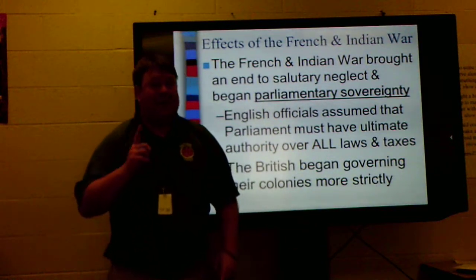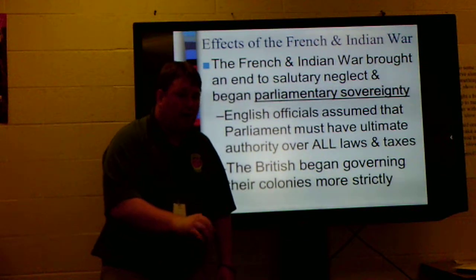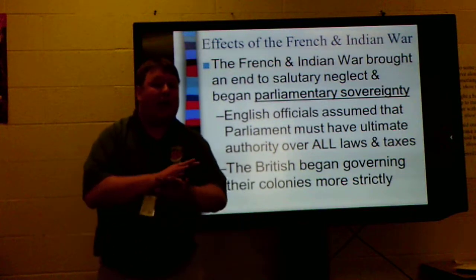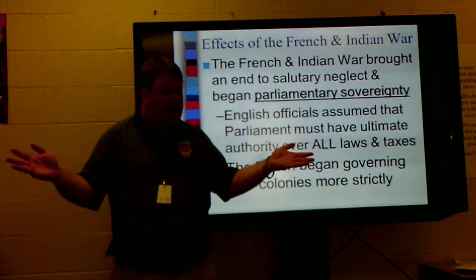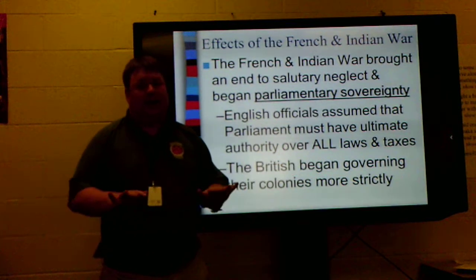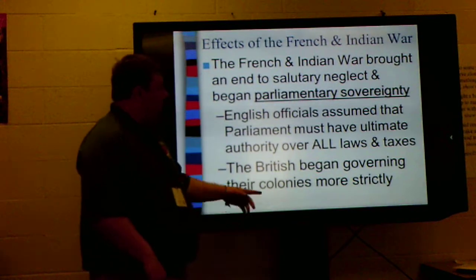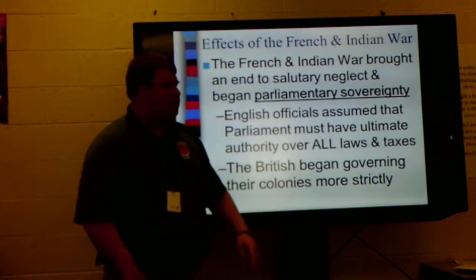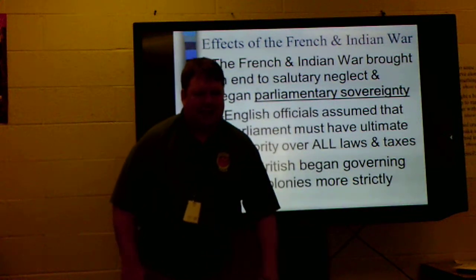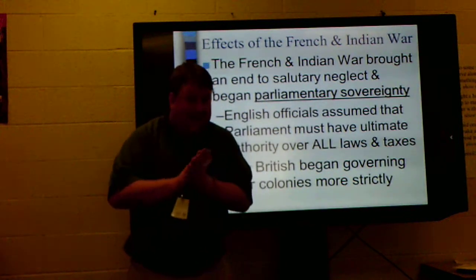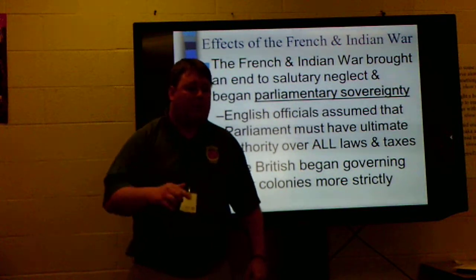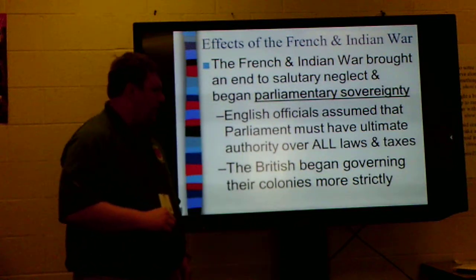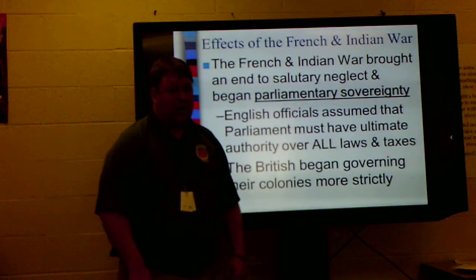When they were being very lenient, they were neglecting those laws. It was called salutary neglect. The word neglect means to let it go. You can't enforce it. You can't do anything about it. So they let it go. Then when they crack the whip on them, when they become more strict, that's called parliamentary sovereignty. Now they need the money, so they're going to start enforcing the Navigation Acts and all these other acts that the colonists had been ignoring. And of course, that's going to tick the colonists off even more.